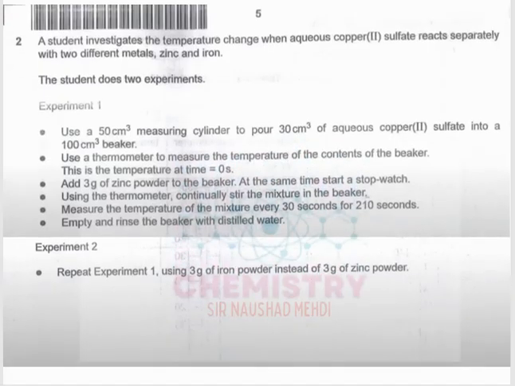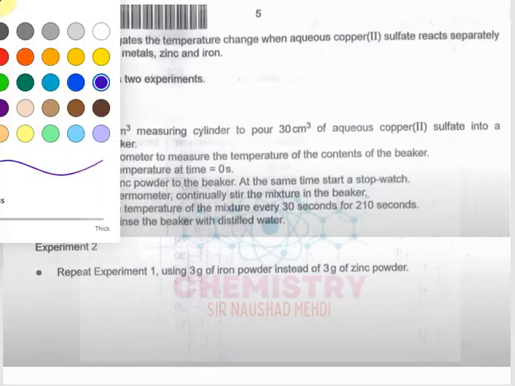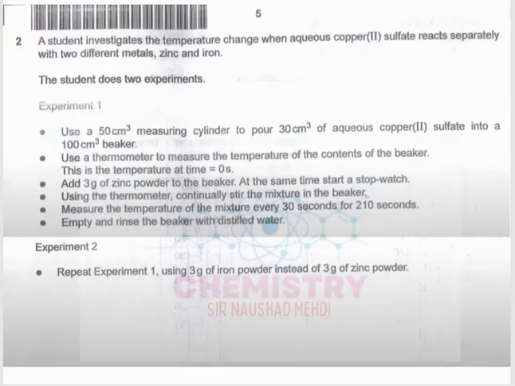Okay, now moving on to the next question, question number 2. The question says that a student investigates the temperature change when aqueous copper 2 sulfate reacts completely with two different metals, zinc and iron. So the student does two experiments. In the first experiment he used 3 grams of iron powder, and in the other experiment he used 3 grams of zinc powder.